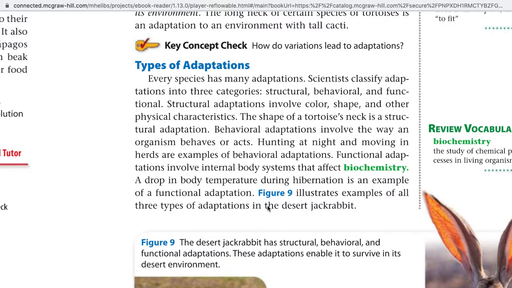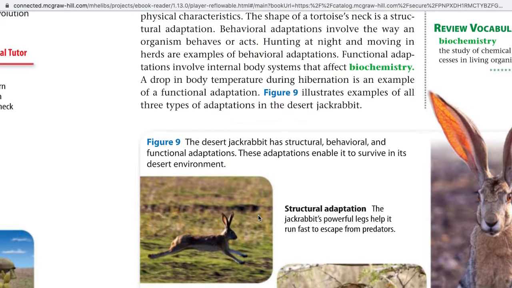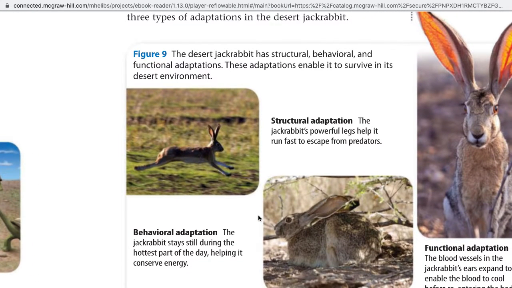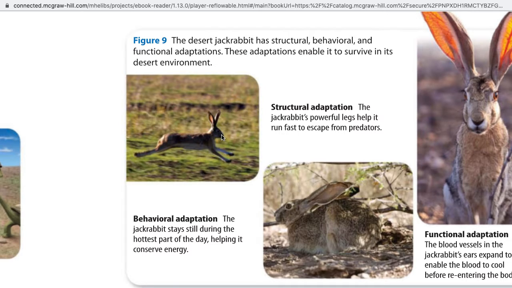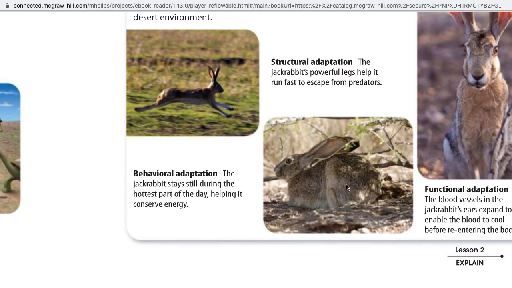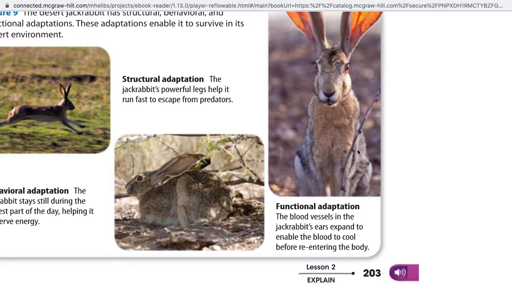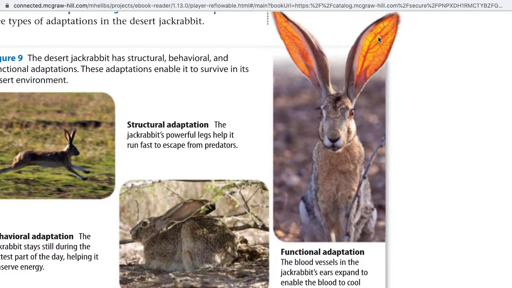Figure 9 illustrates examples of all 3 types of adaptations in the desert jackrabbit. The desert jackrabbit has structural, behavioral, and functional adaptations. These adaptations enable it to survive in its desert environment. Structural adaptation: a jackrabbit's powerful legs help it run fast to escape from predators. Behavioral adaptation: it stays still during the hottest part of the day, helping it conserve energy. And then in functional adaptation, you can see here in its ears the blood vessels that expand. When the blood travels through the ear, it cools, and it brings that cooler blood back to the organism. And so it can lower its body temperature during those hot days out on the outback.